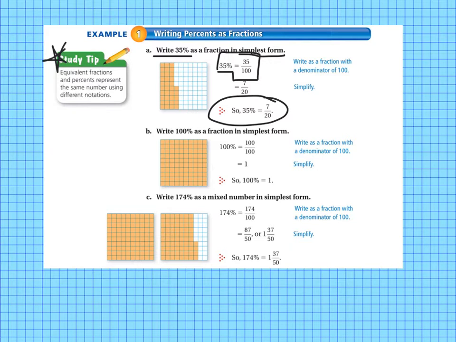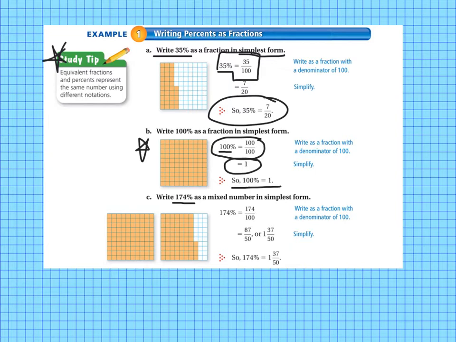So again, we have the manipulative here to the left. We have 100 squares. They're all shaded in because it's 100%. And we write 100 over 100. That goes back to the key idea. So we're writing our fraction with the denominator of 100. And then we simplify that. 100 divided by 100 equals 1. So 100% equals 1. And we're going to write 174% as a mixed number in simplest form.